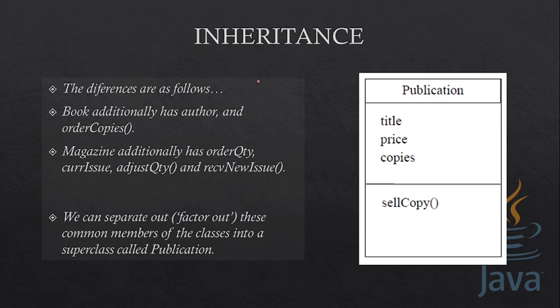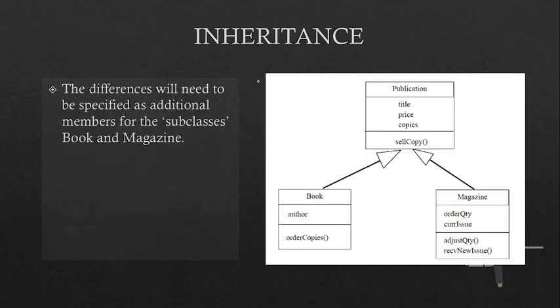So when we say factor out, we try to remove and then move this into another class. The differences will need to be specified as additional members for the subclasses, book and magazine. Checking at the new UML, you can see that we have a new class called publication. Then this is considered to be a superclass.